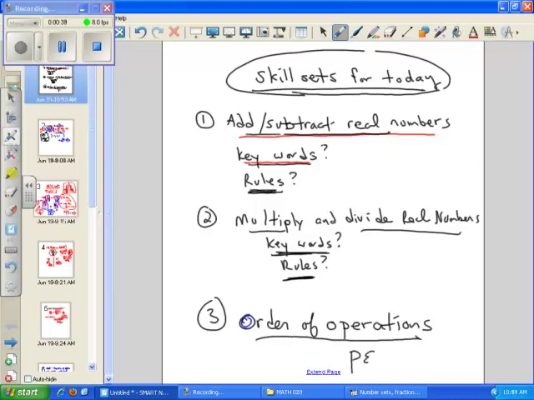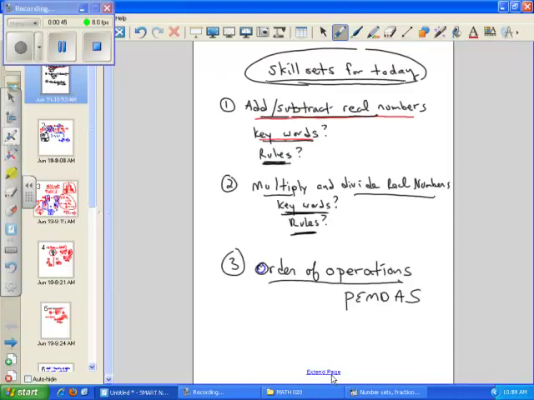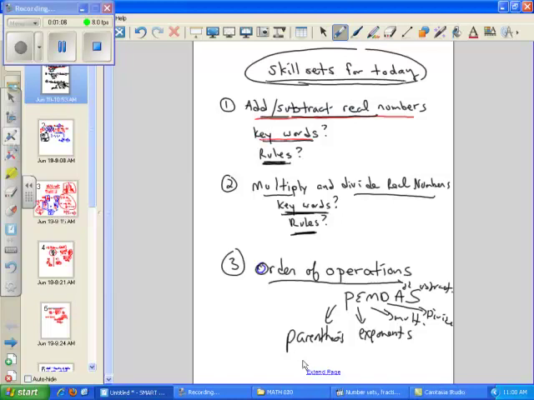Some people think of that as PEMDAS. Please excuse my dear Aunt Sally. If you've never seen that acronym before, the P is for parentheses. The E is for the exponents. The M is for your multiplication. D is for divide. And then, of course, add and subtract at the end. And we'll go more deeply into what that acronym really means in a moment.